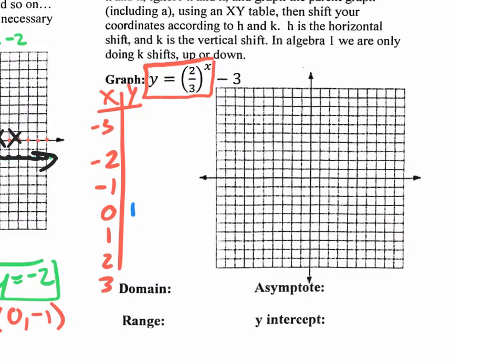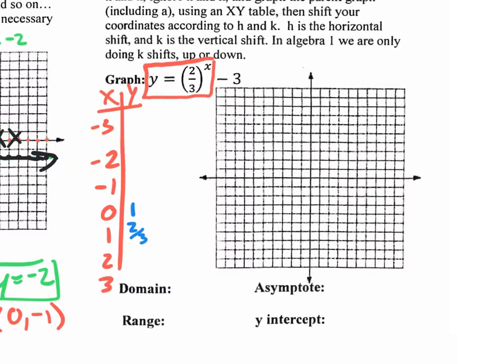Now, I could plug in a 1 right there. Let's just do it for fun here. Plug in a 1. What's 2/3 to the 1 power? That's 2/3, right? So we'd have to write 2 over 3. And if I plug in 2, I could say that 2/3 to the 2nd power is 2/3 times 2/3.